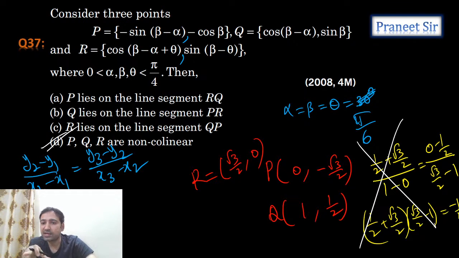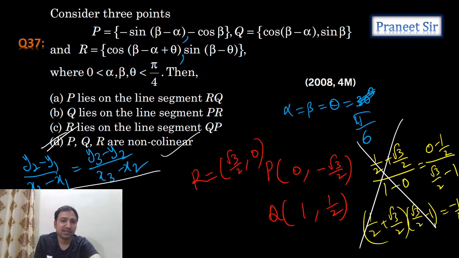Correct. So we are trying to check whether they are collinear or not, but they are not collinear. That's why this equation is not satisfied. So we can say that they are non-collinear points. If they are non-collinear, automatically the first 3 options are going to be wrong.